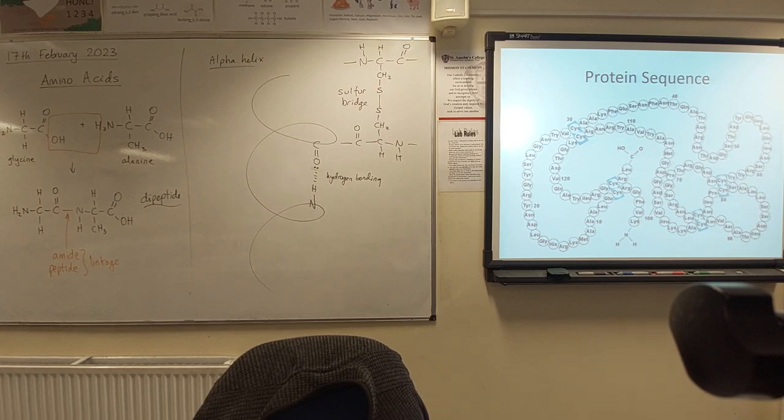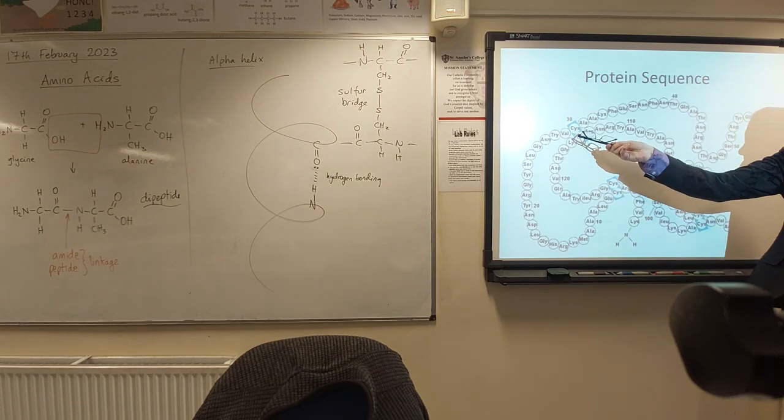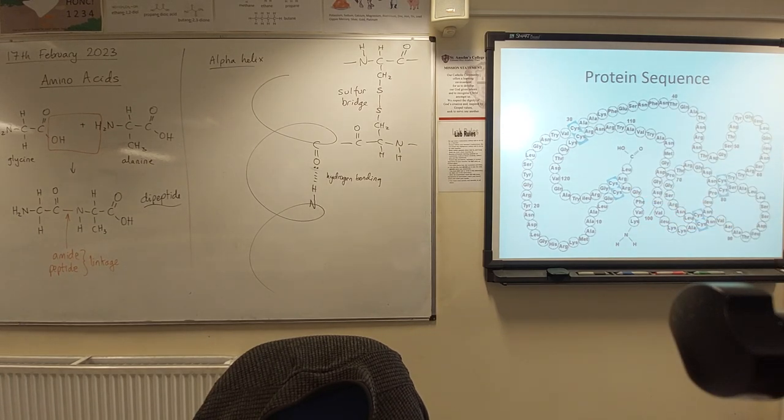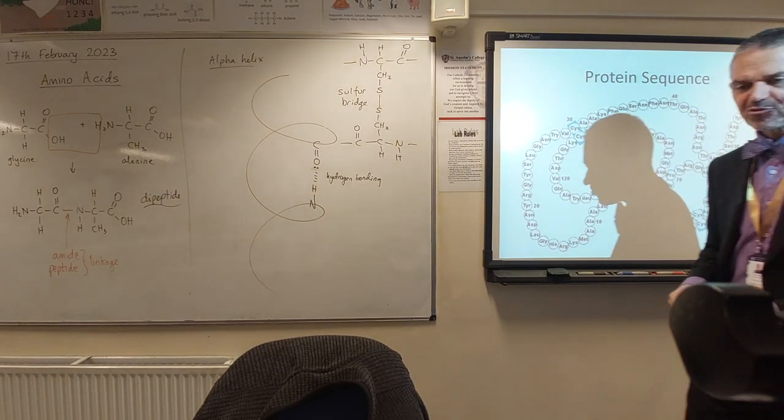So here's an image of a protein forming. Each of these circles is one of the amino acids, and we've got about 120 amino acids in the chain. There's the acid end and the amine end, and where these pairs of cysteines form, they can link together and clamp the shape of the protein in place, to give it an overall three-dimensional structure.